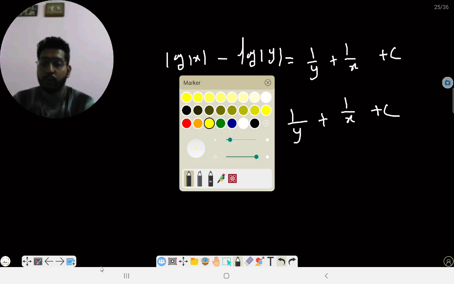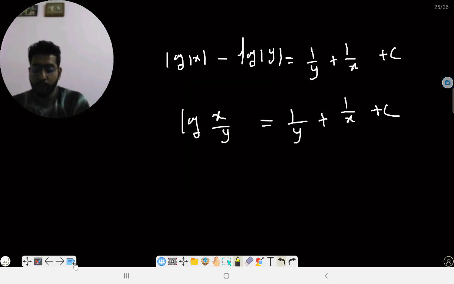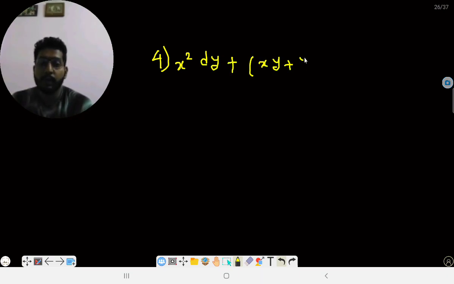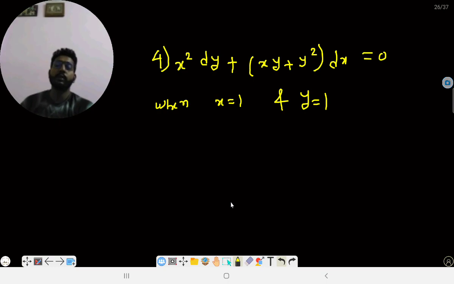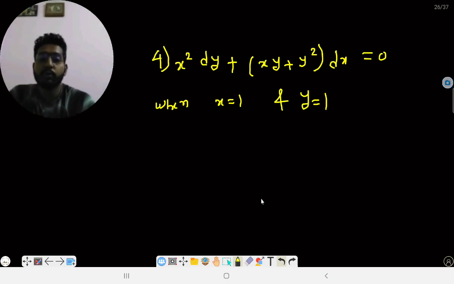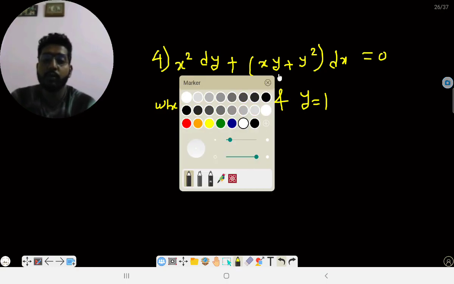Now question number 4. We will move to question number 4. So what is given in question number 4? It is given like this: x square dy plus xy plus y square dx equals 0. We have to solve this when x equals 1 and y equals 1.